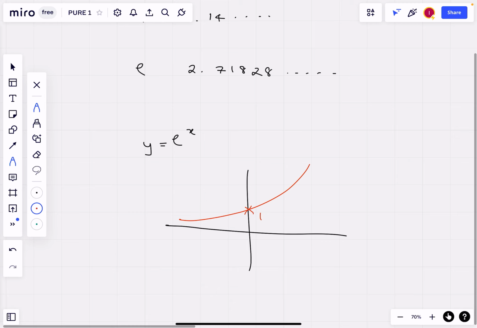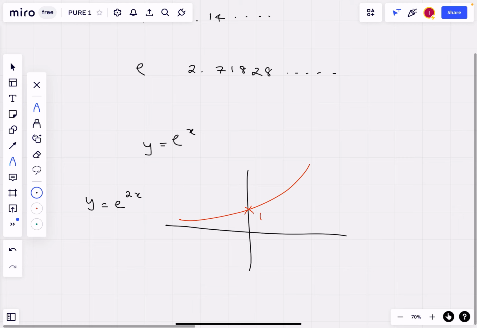What they're going to ask you to do is, 1, they can ask you to transform this graph. So they could ask you something like y equals e to the power of 2x, for instance, and get you to draw that. Or they could ask you to differentiate an e to the power of x function. We're going to go through both in this video.